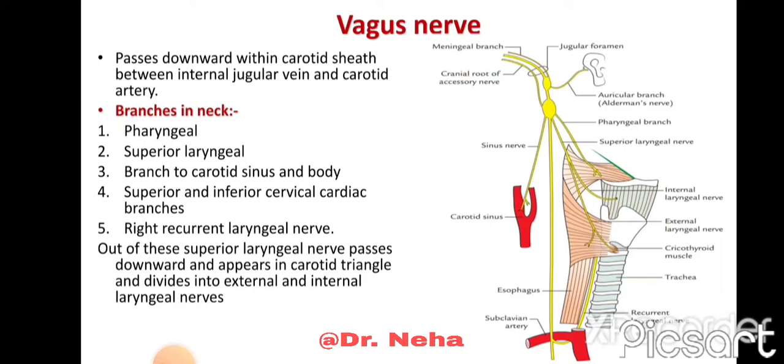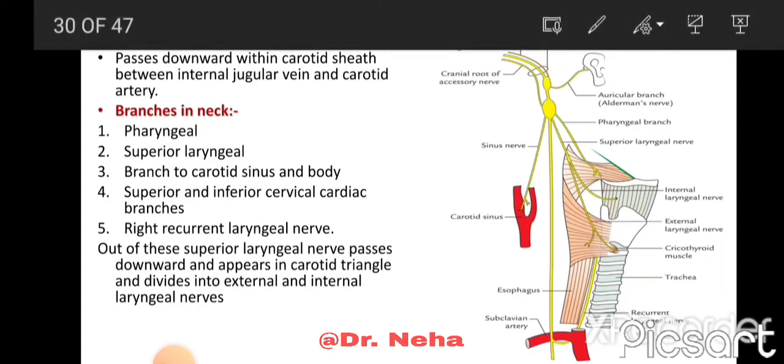The branches are the pharyngeal branch, as we can see in the diagram, and the superior laryngeal nerve. This superior laryngeal nerve further divides into the external and internal laryngeal nerves. And this is the recurrent laryngeal nerve. This is the sinus branch of the vagus nerve, which supplies the carotid sinus. Also, superior and inferior cervical cardiac branches arise, which supply the heart.